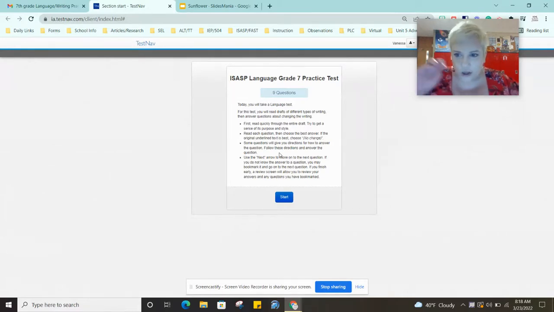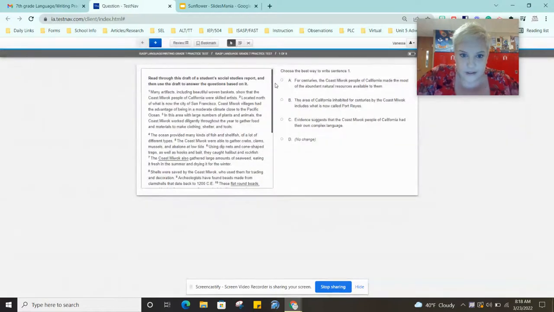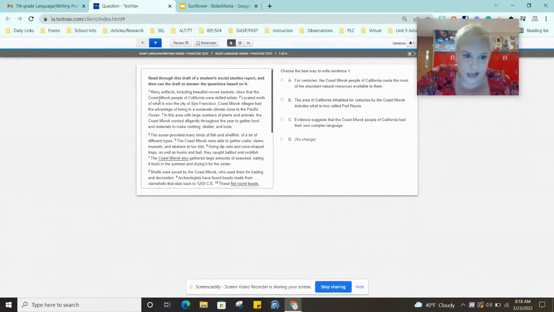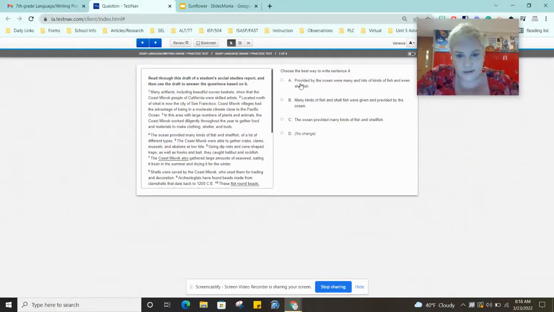Some questions are going to say, look at paragraph 2. So you need to look to see what number it correlates with, and then use the next arrow to move forward. So you're going to read this article, and it seems to be about the Coast Miwok people of California. And then you're going to choose the best way to write sentence 1. Okay, so this has to do with grammatical errors. Is there a better way to rewrite sentence 1? Then you're going to go to the next question. Choose the best way to rewrite sentence 4. Again, if it doesn't need to be changed, you're going to click no change.